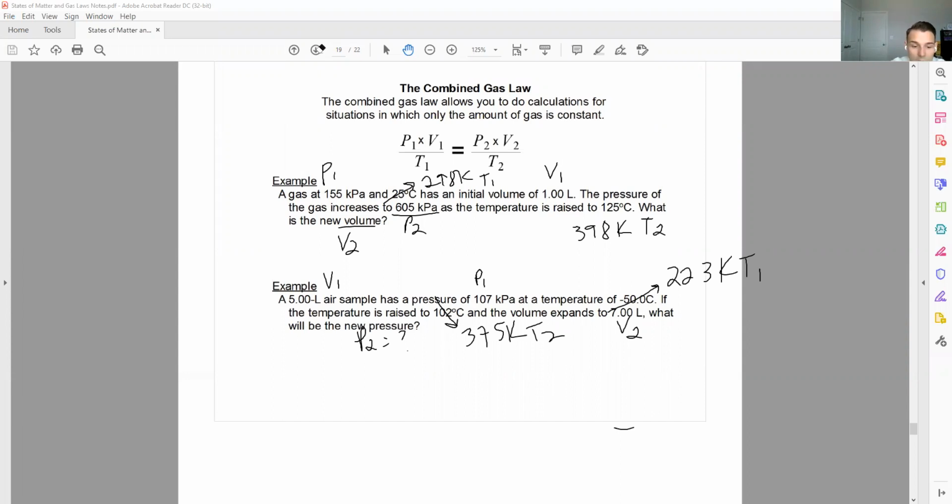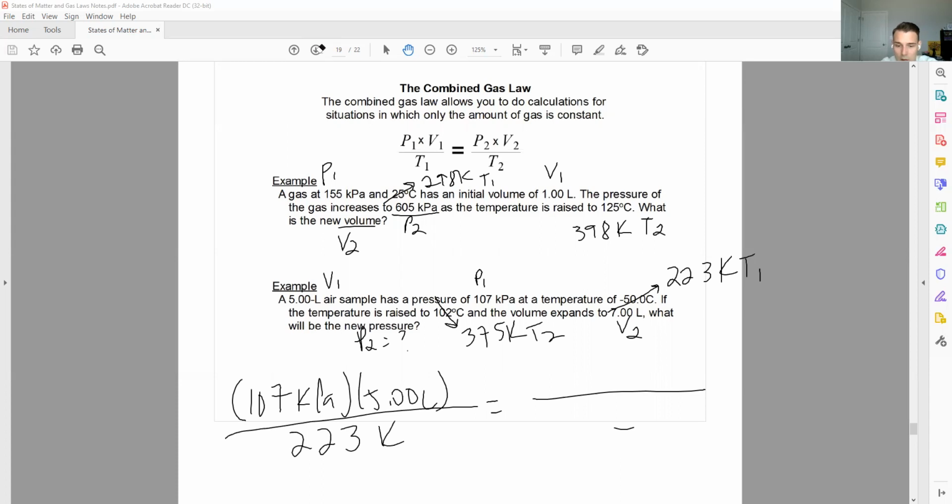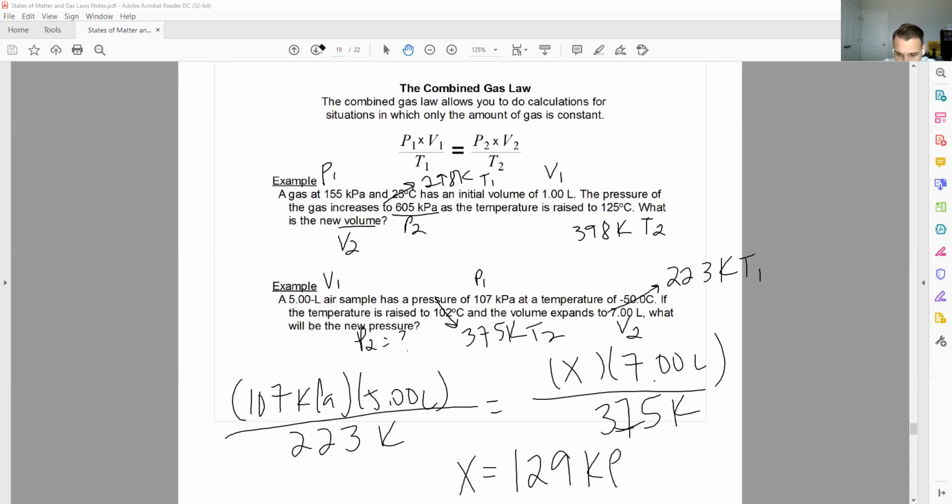Okay, again, I've gone through the problem. I've labeled them as I go. So I'm just going to plug them in and then do my calculation. X, 10.00 liters, 375 Kelvin. Rearrange and solve for x by itself. The answer is 129 kPa.